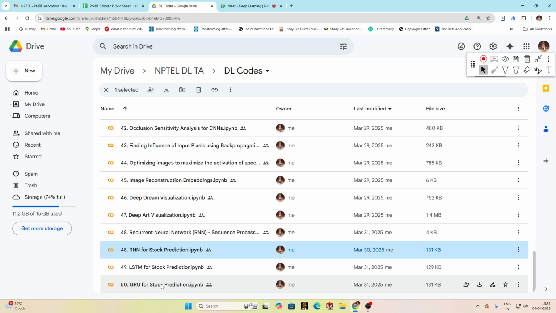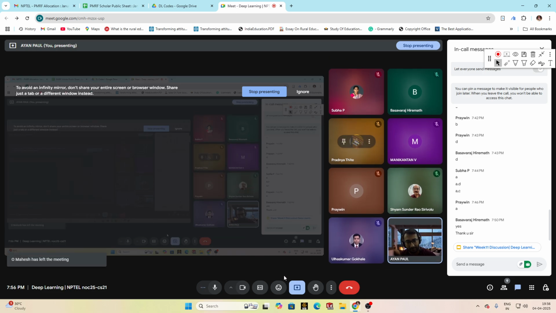We do not need to explicitly write everything. We can just call LSTM, RNN or GRU from a Python library, and we can feed our input data to the RNN, LSTM or GRU, and you can get the output. You can also train it first and then get the output. So this is the thing.